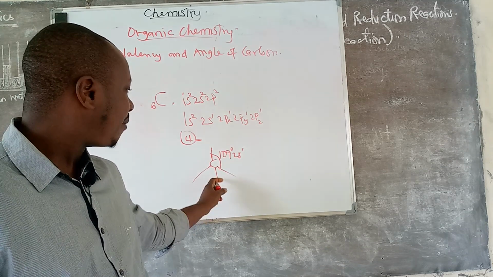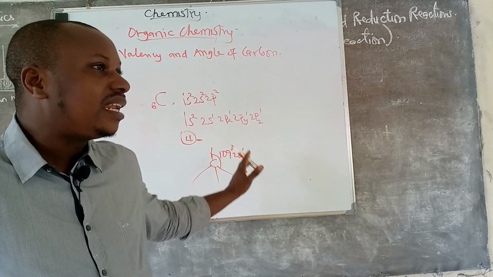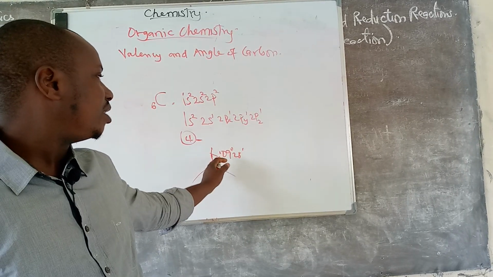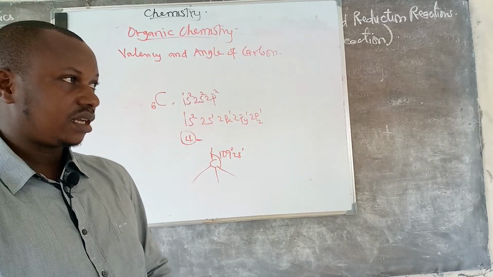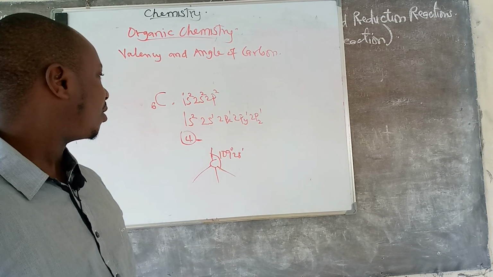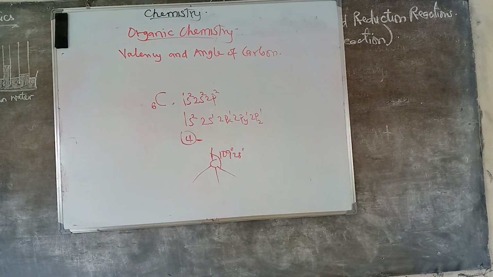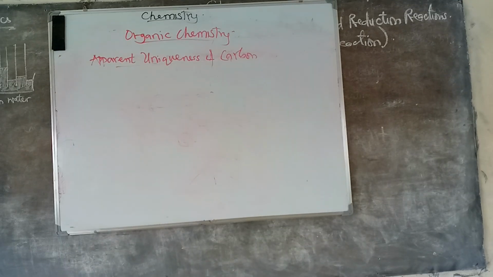So the structure of carbon is like this. It is tetrahedrally arranged, and the bond angle is 109 degrees 28 minutes. So that is the bond angle of carbon. Now let us see why carbon forms numerous organic compounds, in a subheading I termed the apparent uniqueness of carbon.